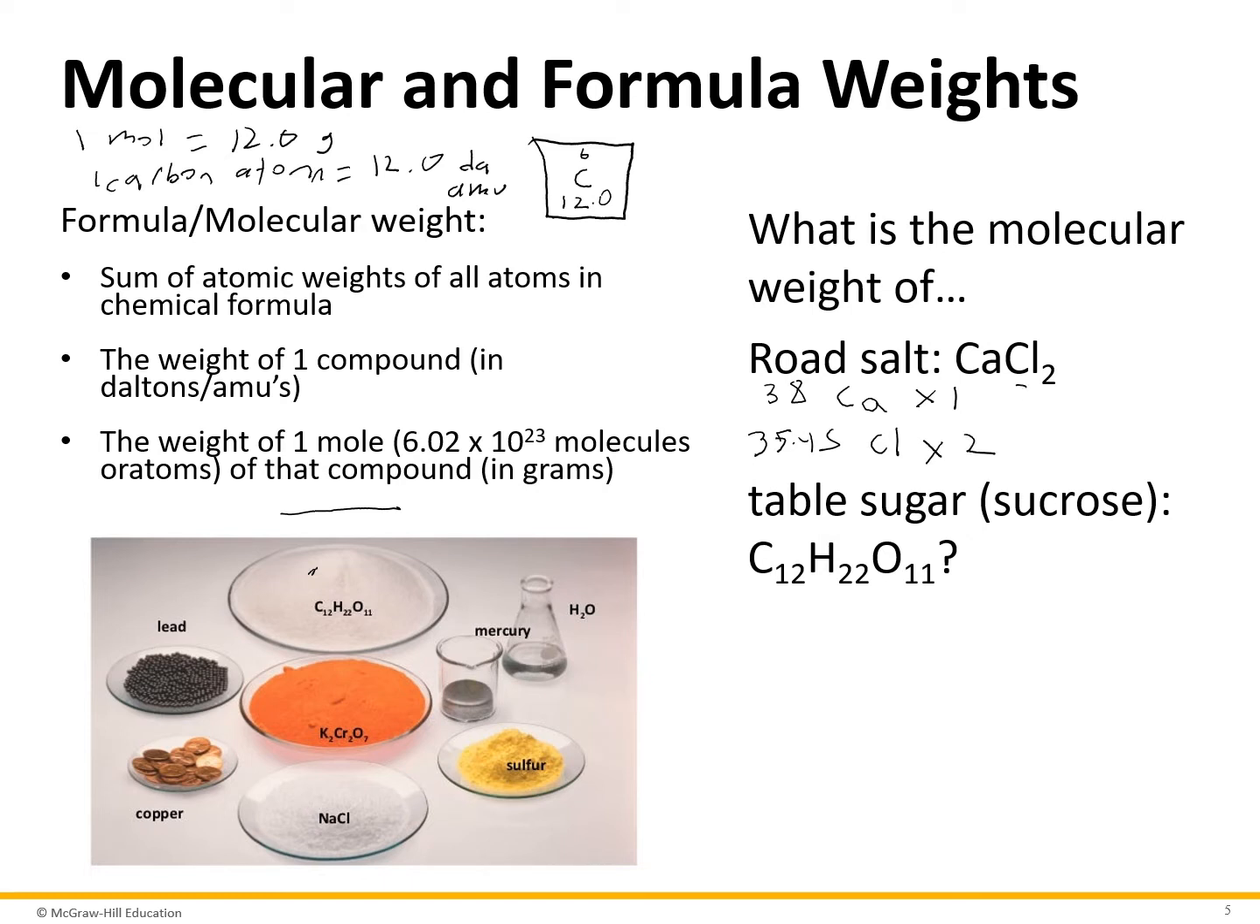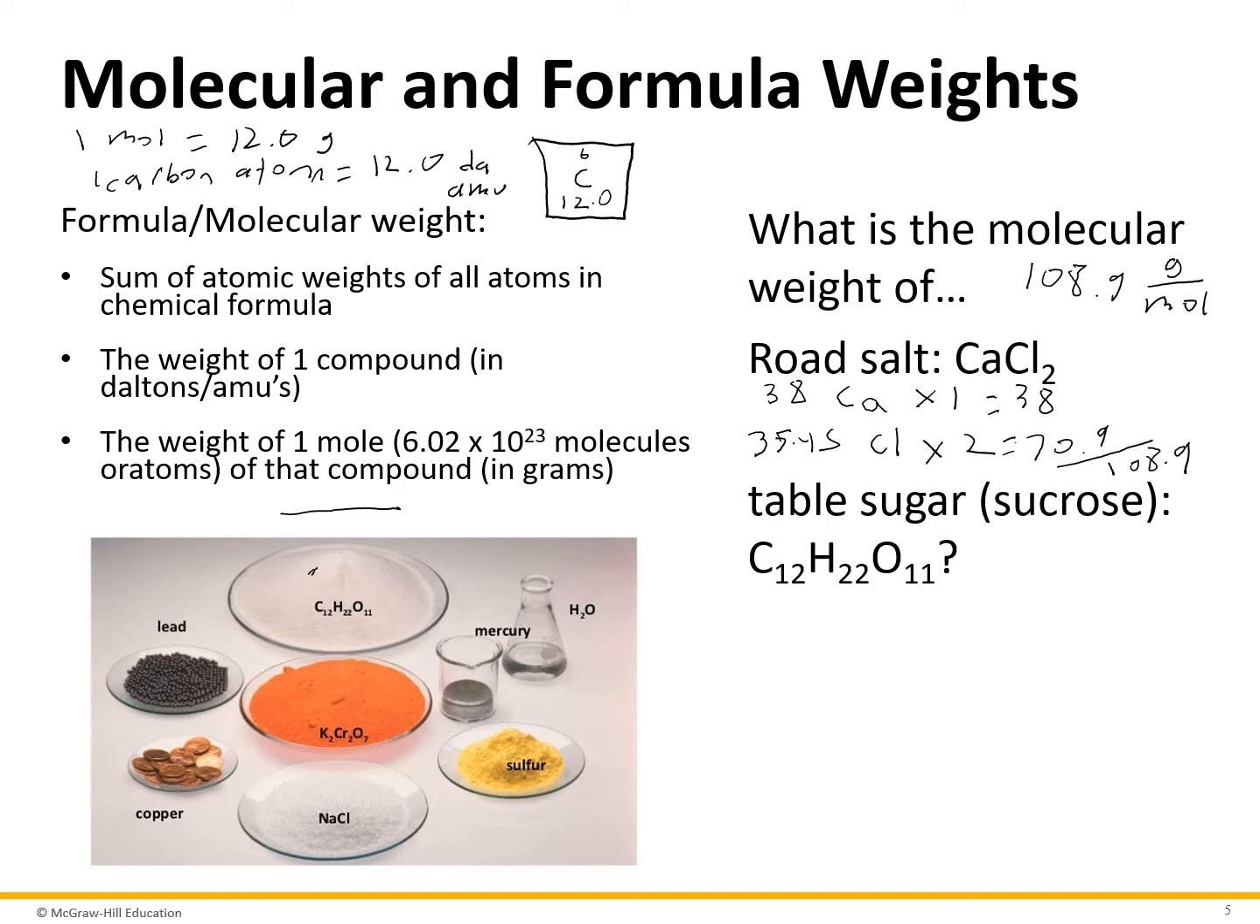So 38 times 1 is going to be 38. And 35.45 times 2 is going to be 70.9. Let's add those together: 38 plus 70.9 is going to be 108.9. I'll write it up again over here: 108.9 grams per mole of calcium chloride, or 108.9 daltons per 1 unit of calcium chloride.